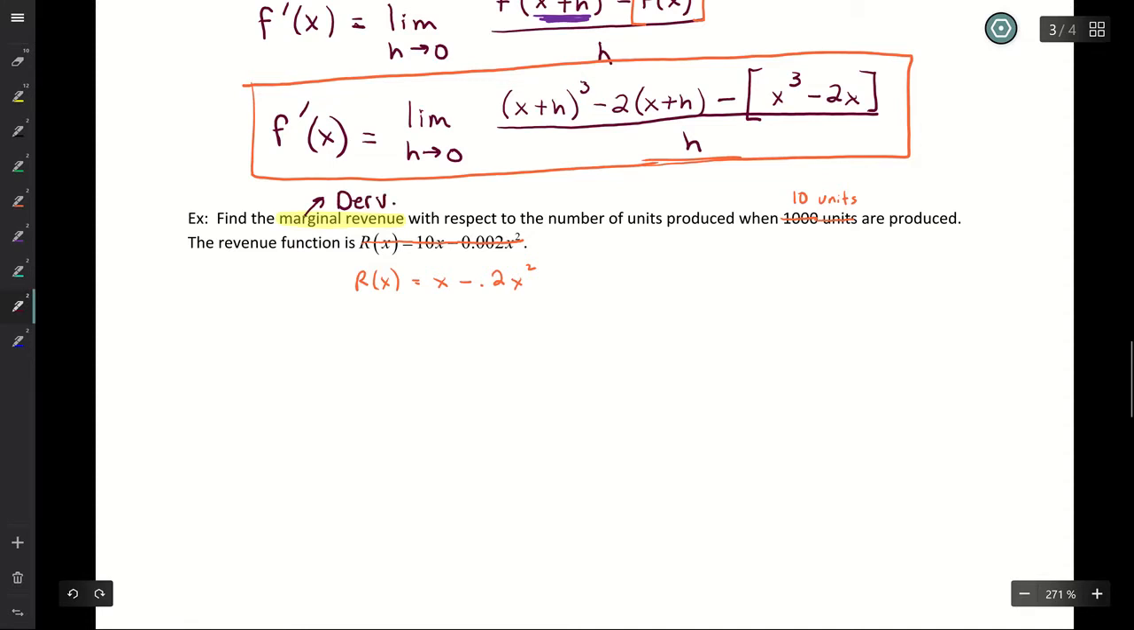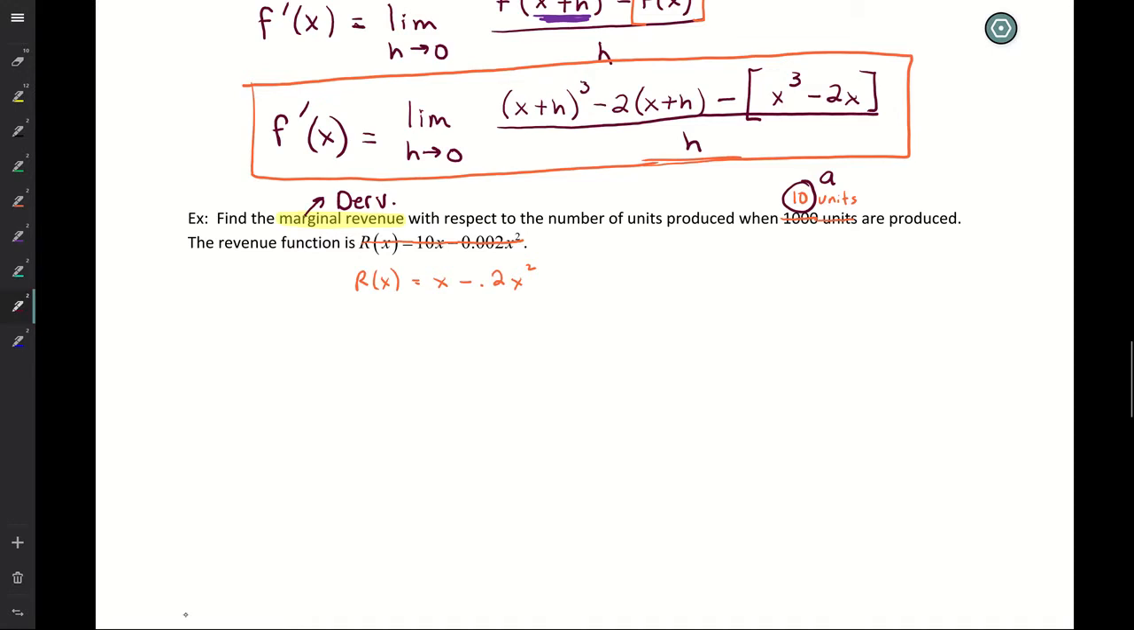So that derivative means that we want to use our definition. Now on this problem, notice that we want to find the derivative specifically at 10 units. 10 is going to be my A value. So if they give us a value for X, we can actually plug that value in to start with.